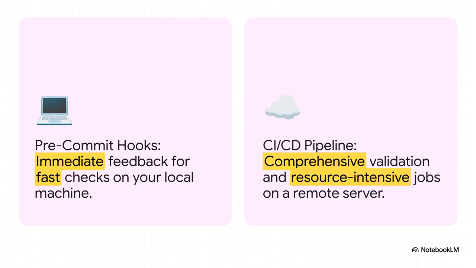Now, it's really important to get this straight. Pre-commit hooks don't replace your CI/CD pipeline. Not at all. They work with it. Think of it like this. Pre-commit hooks are your first line of defense. They're the quick, immediate check on your local machine for stuff like linting and formatting. Your CI/CD pipeline, that's your second, heavier line of defense on the remote server. It does the big, resource-intensive jobs like running the full test suite. They each have their own job to do.